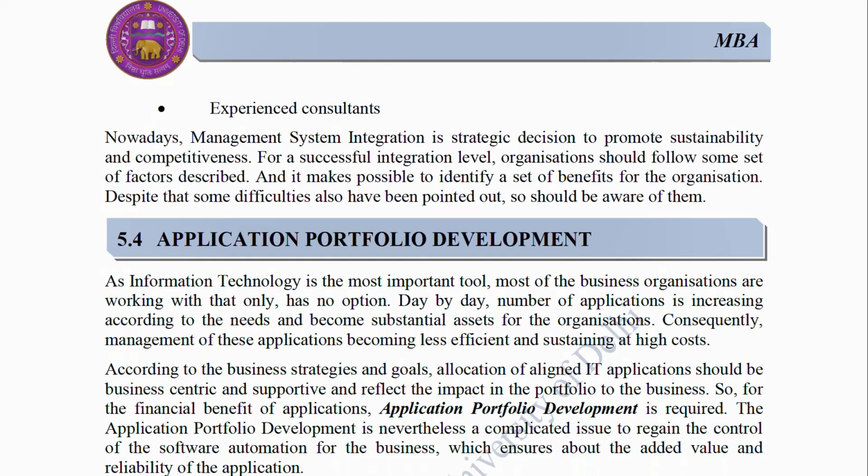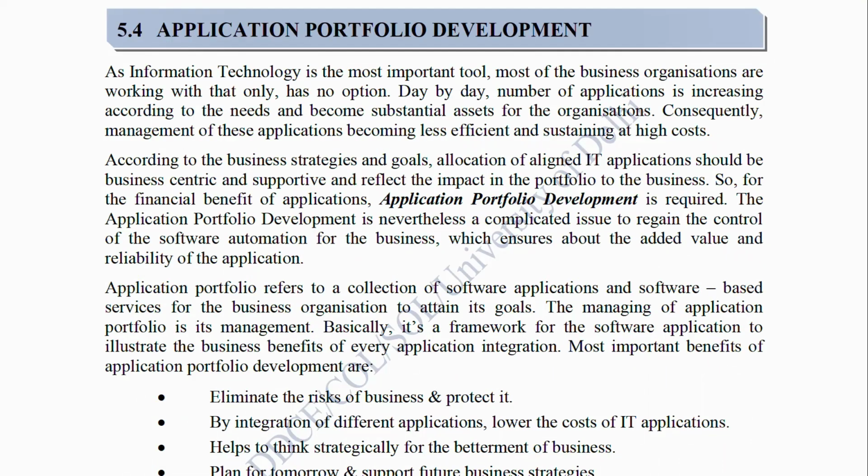Nowadays, management system integration is a strategic decision to promote sustainability and competitiveness. For a successful integration level, organizations should follow the set of factors described, and it makes it possible to identify a set of benefits for the organization. Despite that, some difficulties have also been pointed out, so one should be aware of them.